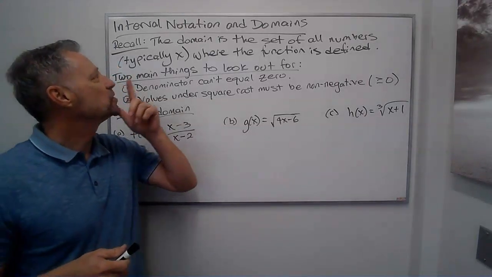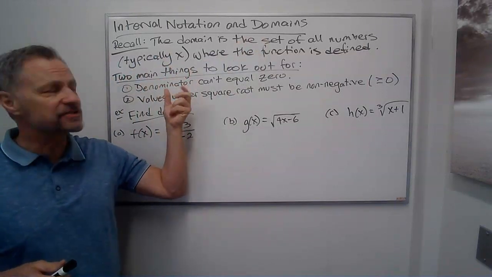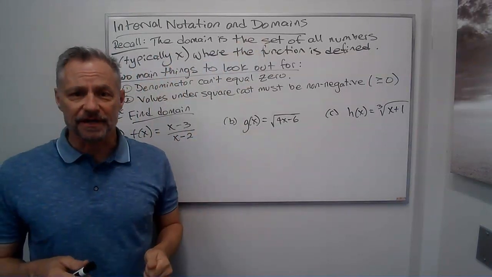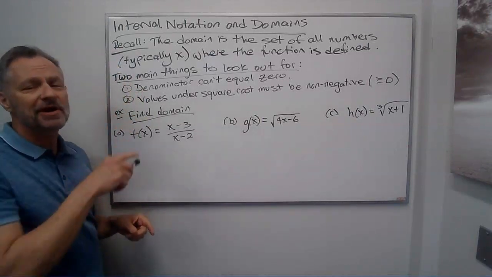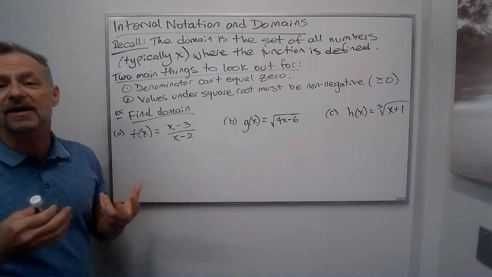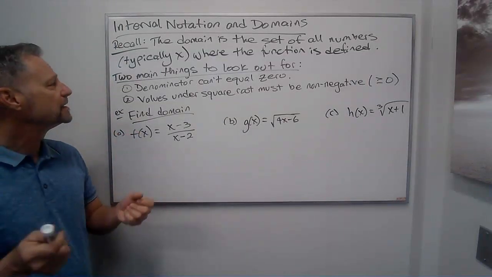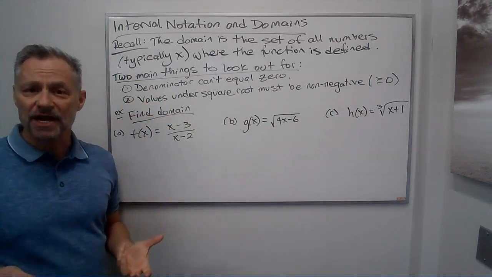Okay, so recall the domain is the set of all numbers, typically x values, where the function is defined. Two main things to look out for. One, the denominator can't equal 0. Any values that make the denominator 0 we have to throw out. We can't use those because it's undefined in the function. Two, values under square roots must be non-negative.